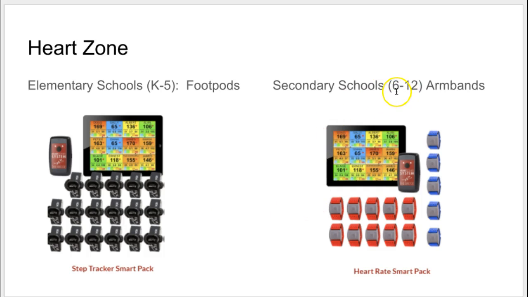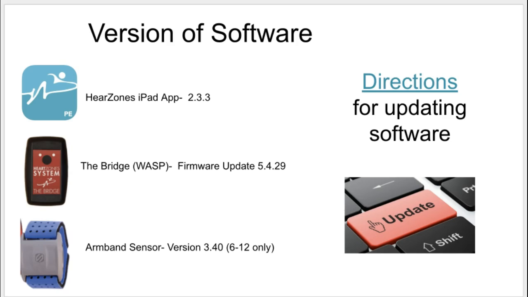In the secondary schools in grades 6 through 12, we have a WASP, an iPad, and a classroom set of armbands which the kids will strap onto their forearm. With all these different pieces of hardware and software in place, we want to make sure that we are using the most up-to-date and current version. So on the iPad, there's a HeartZone app that must be installed, and that most current version is 2.33.